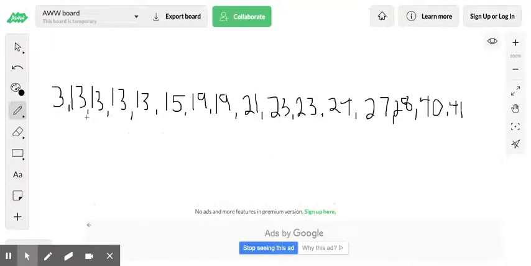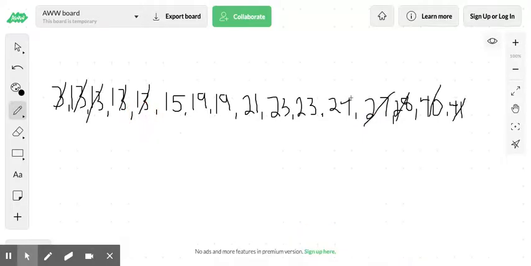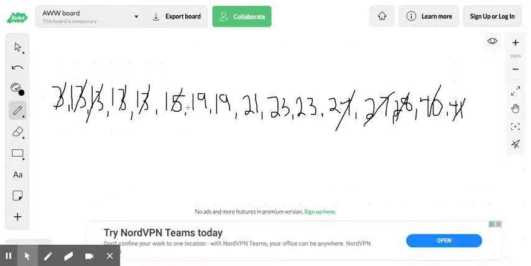So we put them in numerical order here. And then we start by crossing off one from each side. So 1 and 1, 2, 2, 3, 3, 4, 4, 5, 5, 6, 6, 7, 7. And then we have 2 left.